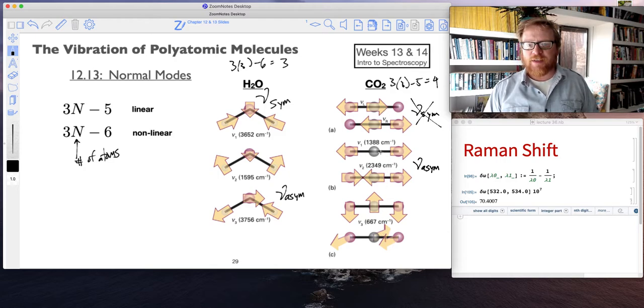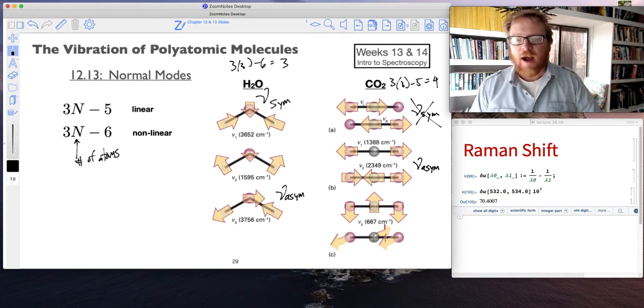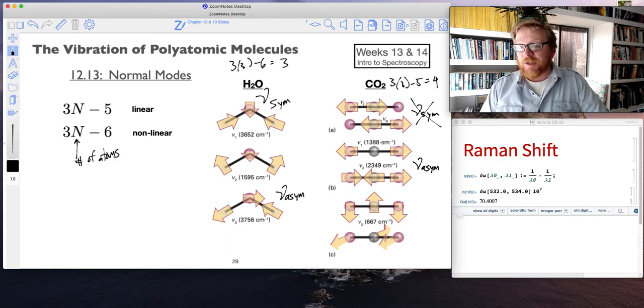So this symmetric stretch would occur at 1388 if it were observed, but it is not observed, so we don't see that. Okay, apologies for that confusion. I was talking to my son back there.